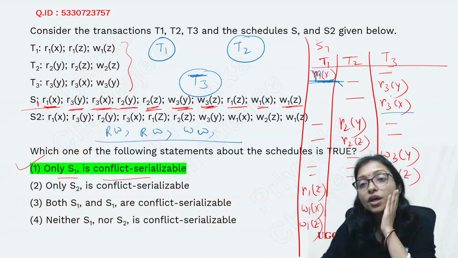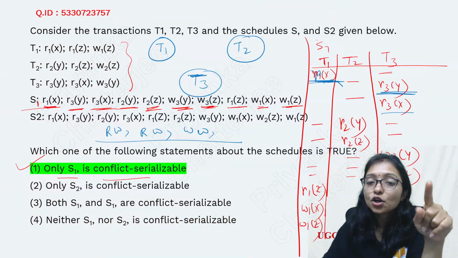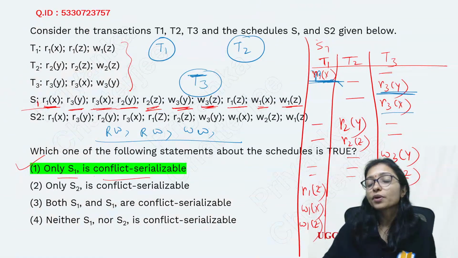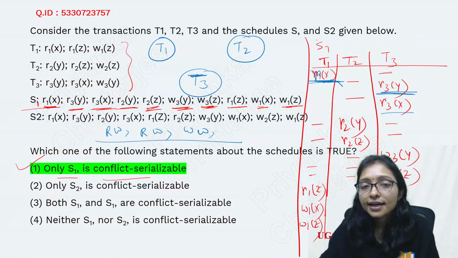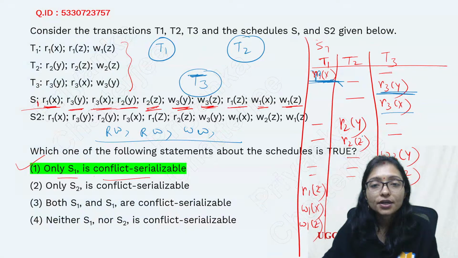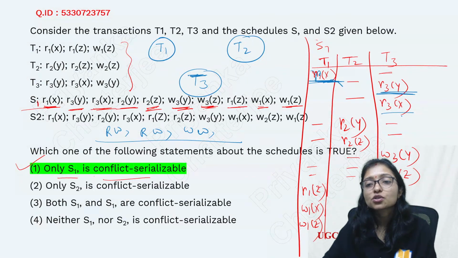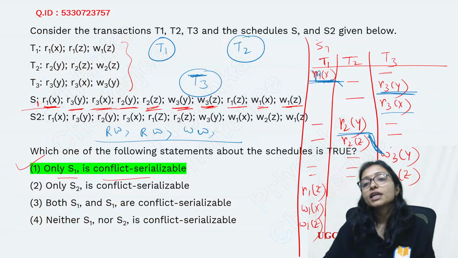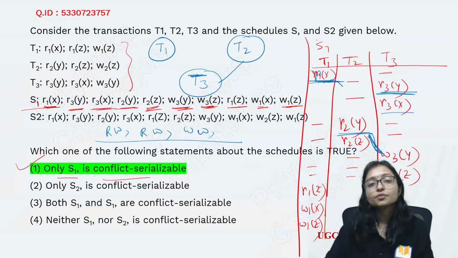Here it is doing R3Y. Is anyone doing a write operation on Y? You have to check. Is there anyone? No. I hope I did it correctly, there is no mistake. Here R2Y. Is anyone doing a write operation on Y? Yes, this one is doing a write operation. So from T2 to T3 there is an arrow.